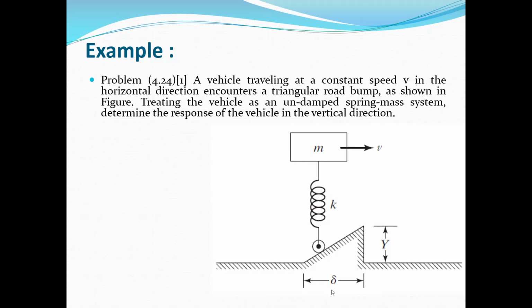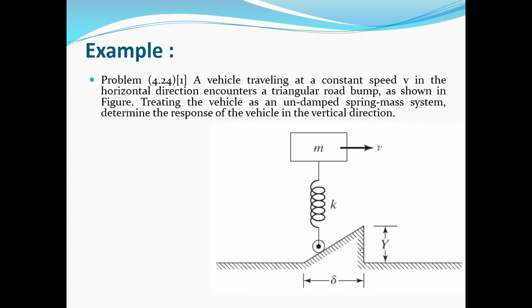So we have a bump with this dimension. Y is the height, the length of the bump is delta, and the velocity is v, which is a constant velocity. So we can use the velocity v and this length delta and find the frequency of the motion during encountering this bump, and then we can find the response of the system to this base excitation.